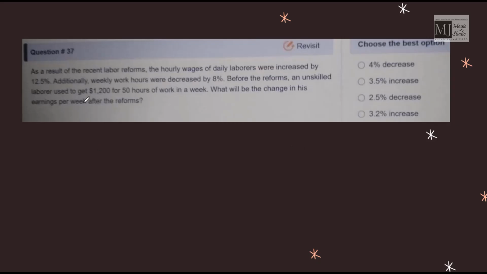Let's begin with the first question for this video. As a result of the recent labor reforms, the hourly wages of daily laborers were increased by 12.5%. 12.5% is 1 by 8. So suppose hourly wages were 8, now they are 9. Additionally, weekly work hours were decreased by 8%. Work hours initially were 100, now decreased to 92 hours.